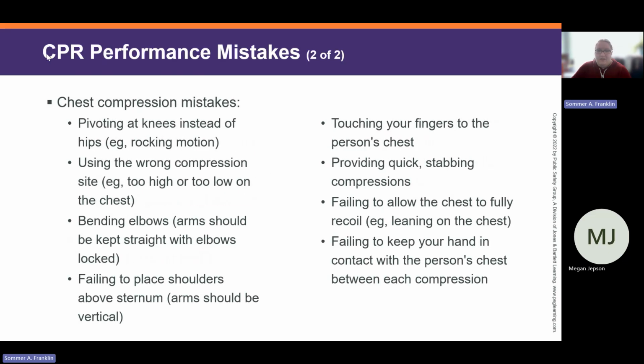Chest compression mistakes. Pivoting at the knees instead of the hips, so that's a rocking motion. Using the wrong compression site, that's too high or too low on the chest. Bending your elbows. Your arms should be kept straight with elbows locked. Failing to place shoulders above the sternum. Arms should be vertical. Touching your fingers to the person's chest. Providing quick stabbing compressions. Failing to allow the chest to fully recoil, so that's if you're leaning on the chest. Failing to keep your hand in contact with the person's chest between each compression.